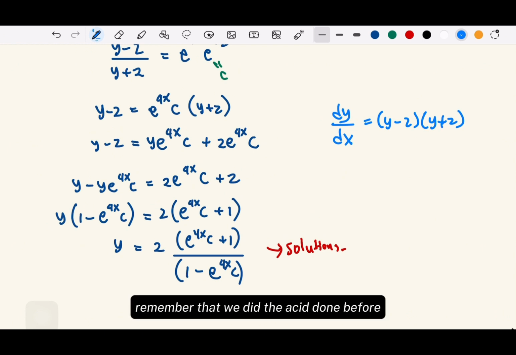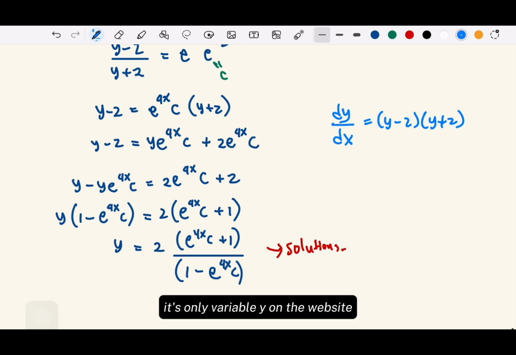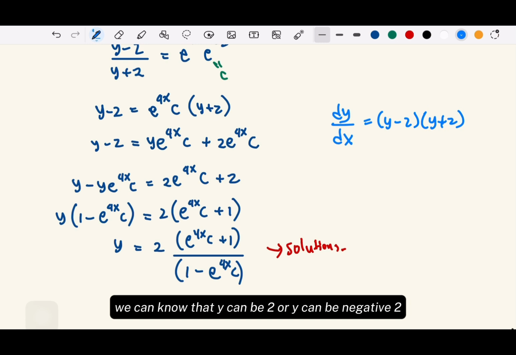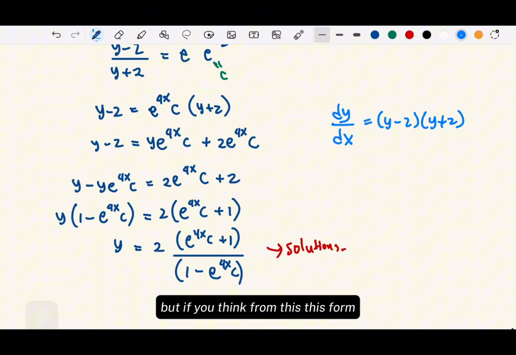okay, remember that we did the asymptote before, the autonomous differential equation, okay? Do you remember that? This is, I think, autonomous, right? Because only variable y on the right side. Now, to make it 0, or to make the critical points, we can know that y can be 2 or y can be negative 2. Okay? But if you think from this form, any constant you take, I believe that it will go through the only positive 2.